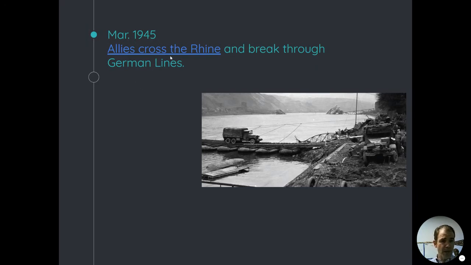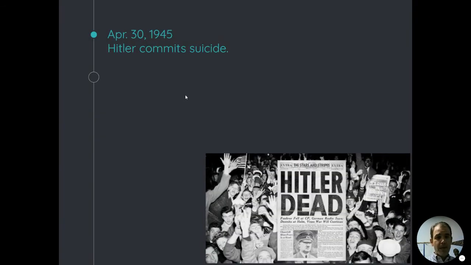And so basically we have now invaded Germany. Okay, so we push them back, not just to their borders, but past their borders at this point. And then on April 30th, 1945, Hitler commits suicide in his bunker. He knows that they've lost. He knows that he isn't willing to be put on trial for war crimes, and he commits suicide in his bunker.